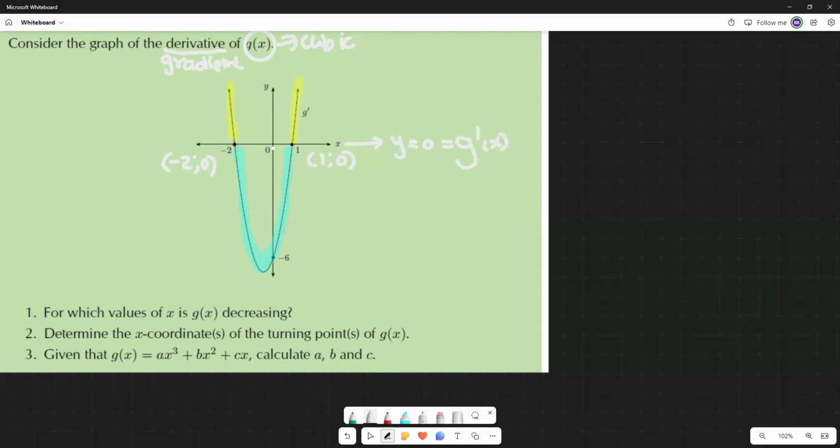Which means here we have a turning point. So this is the x value of the turning point, and also that is the x value of the other turning point. How did I know that? It's because remember this is the function of the derivative, so the y values represent the derivative basically. So the derivative is 0 here, which means these are the turning points.